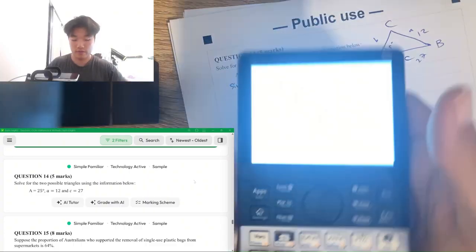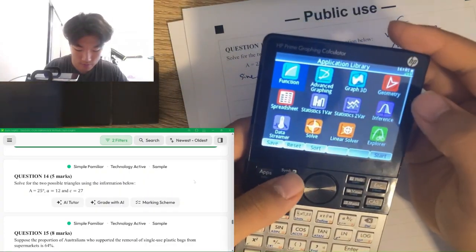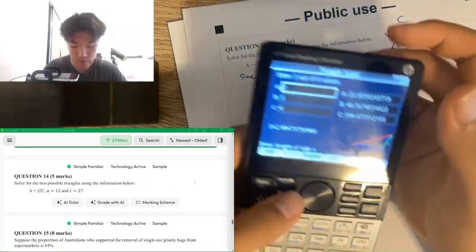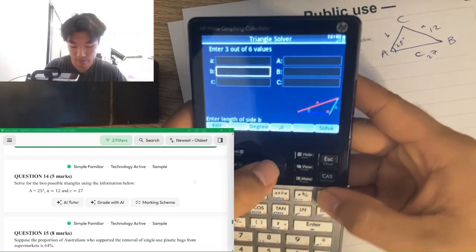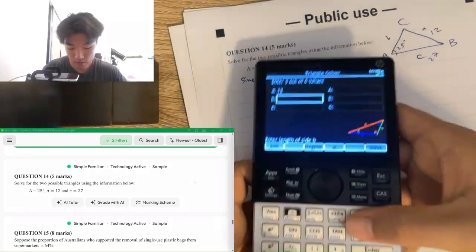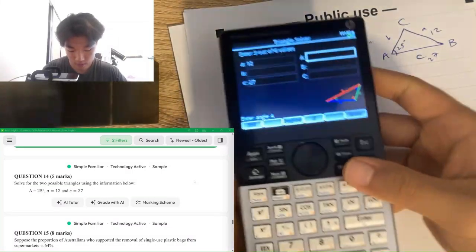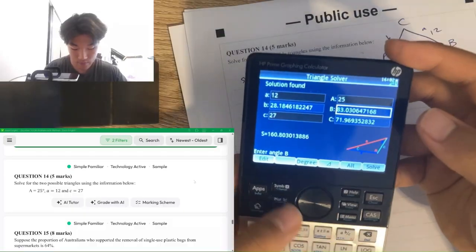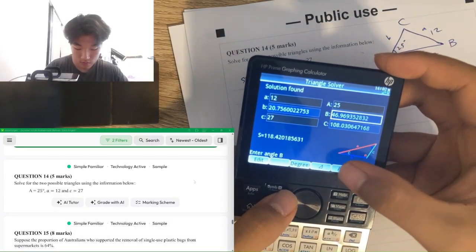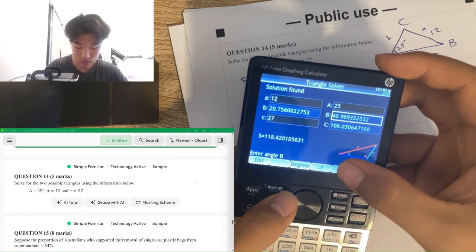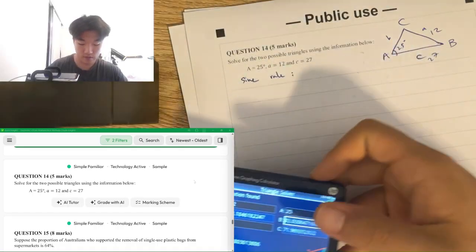Actually, using the graphics calculator will help us in this question quite a lot. 7, 25 degrees. The angles are different. Okay.